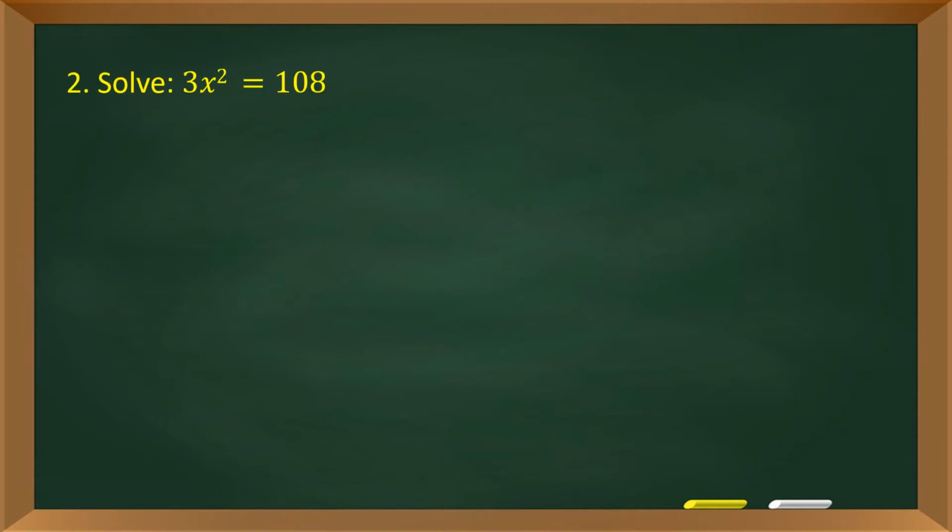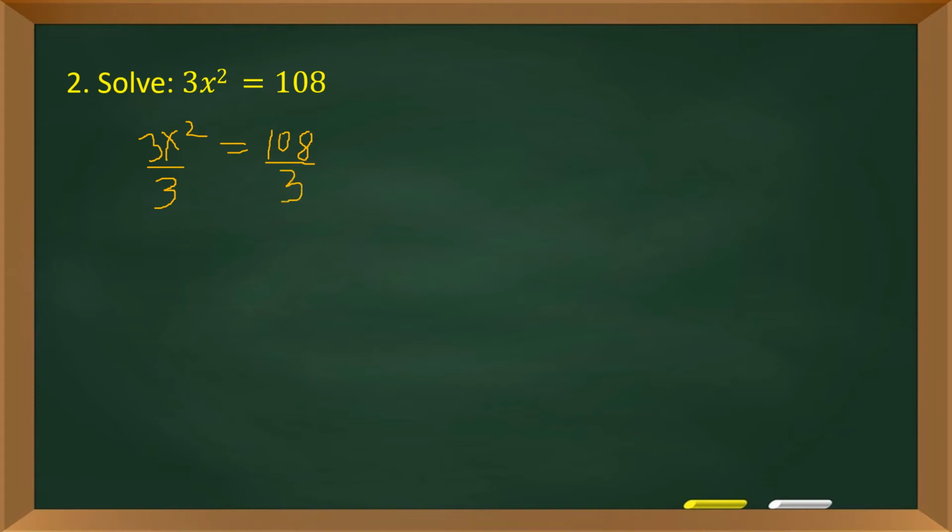Next example, solve 3x squared is equal to 108. So we cannot follow our step right away kasi mayroon tayong coefficient ng x squared natin which is 3. So we have to do some kind of simplification first, and let's see what will happen. Okay, so since may coefficient na 3 yung x squared natin, i-divide natin both sides kung ano yung coefficient ng x squared. In this case, 3.